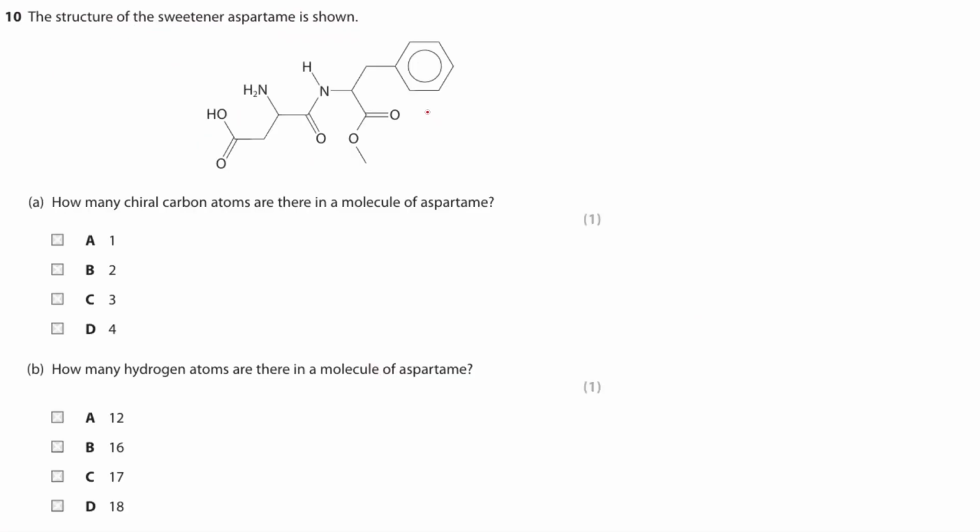Right, let's go for question number 10. The structure of the sweetener aspartame. Okay, I also don't know anything about this one. Let's see. Okay, they have given us some chemical formula. How many chiral carbon atoms are there in the molecules of aspartame? Okay, how many chiral? So we know what a chiral system is. A chiral molecule means if there's a carbon atom, to make it a chiral center, you have to have 4 different groups attached to it. If this is A, this group should be B. If this is B, this should be D.